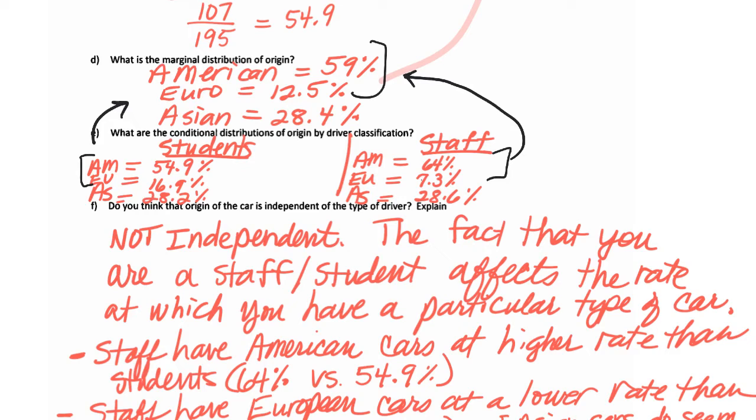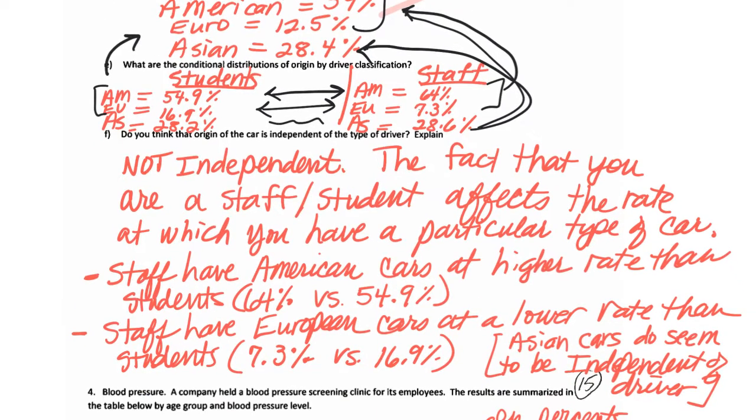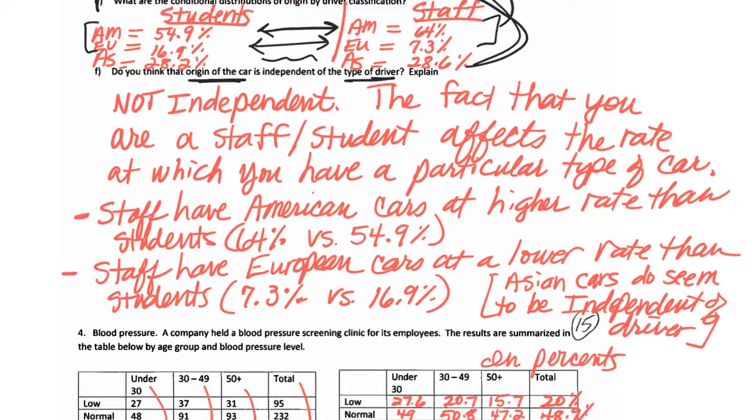And then, as with AP, I went ahead and gave an example of all three types. Staff have American cars at a higher rate. So you can see I compared here. Staff have American cars at a higher rate. Students have European cars at a higher rate. But what's interesting is that Asian cars actually seem to be independent of driver because those are about the same as this Asian overall. So that was interesting. But since two of the three categories were different, you still say overall origin of car is not independent of type of driver.